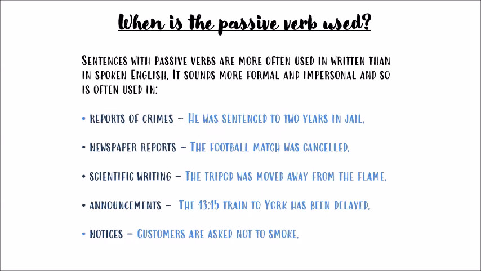So the reason I'm doing this video is because at the end of this week you are going to be writing newspaper reports on the film footage that you've been looking at. Now, passive verbs and passive voice are used because they're more formal and more impersonal. So they're often used in things like reports of crimes, newspaper reports, scientific writing, announcements, notices. Okay, they're far more formal and impersonal than active voice.